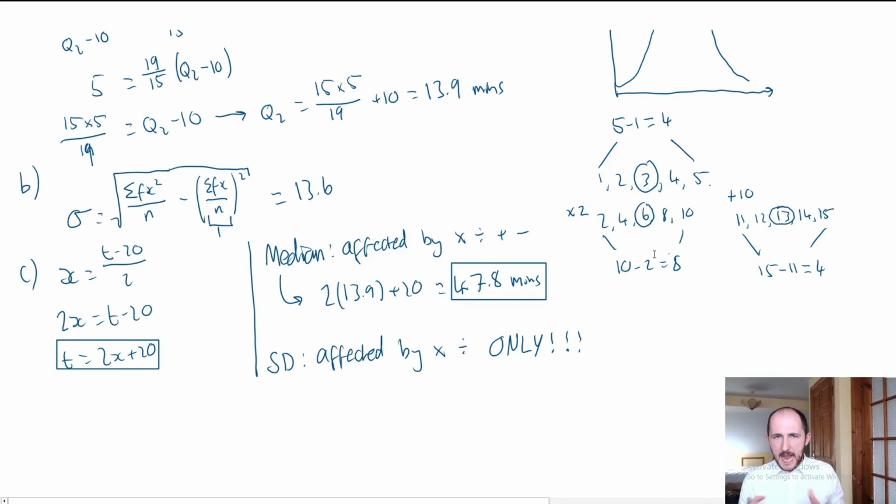But we can use the range not for actual specific numbers, but as a kind of analogy. Because the range is unaffected by adding and subtracting, it means all the measures of spread are unaffected by adding and subtracting, whether that's interquartile range or standard deviation. So when we work out the real standard deviation, we ignore the plus 20. Instead, the standard deviation is just going to be twice as big, which is going to be 27.2 mins.